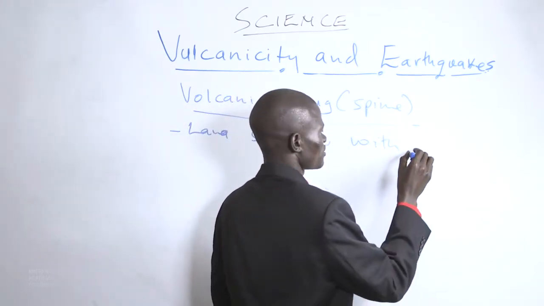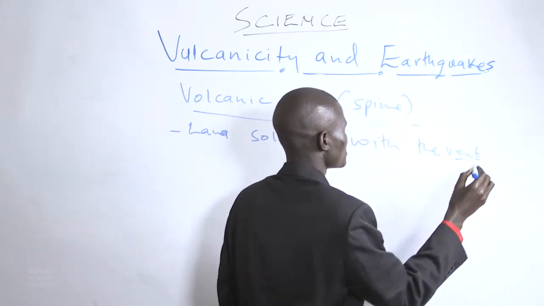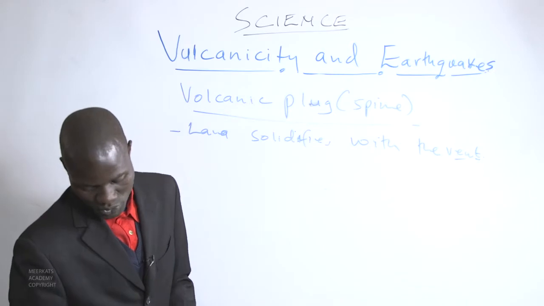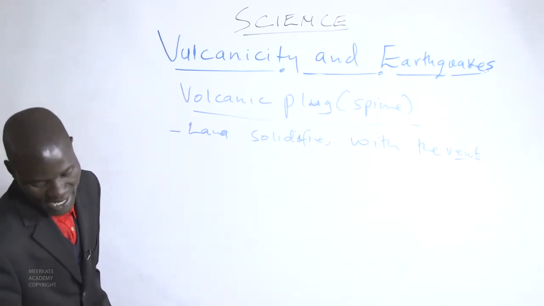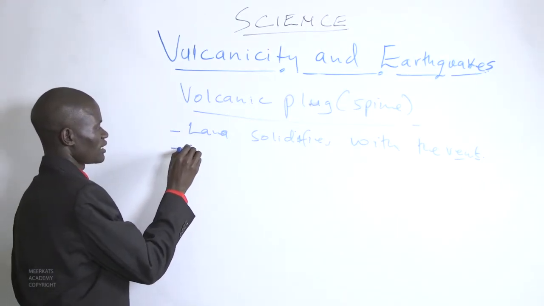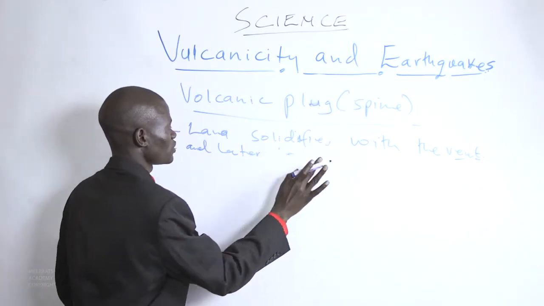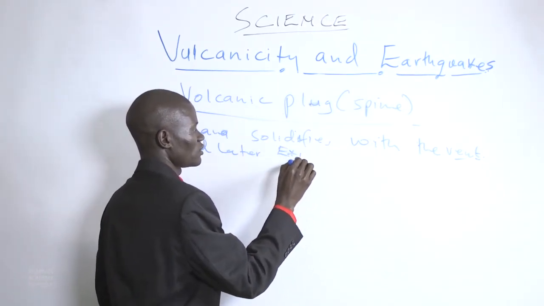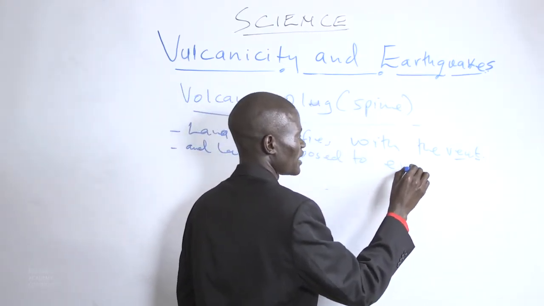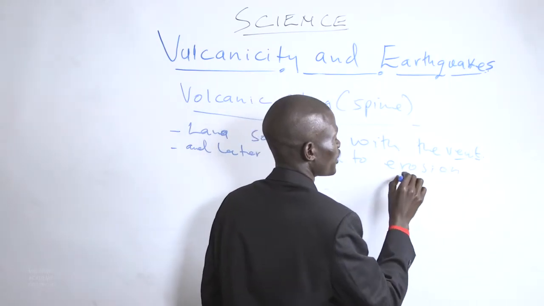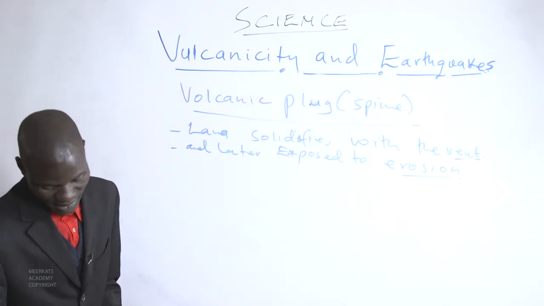It is formed when lava solidifies within the vent. Remember, the vent is the pipe or the fissure through which lava may eject, later exposed to erosion. It is exposed to agents of erosion. You remember we had handled the part on erosion in the other lessons.